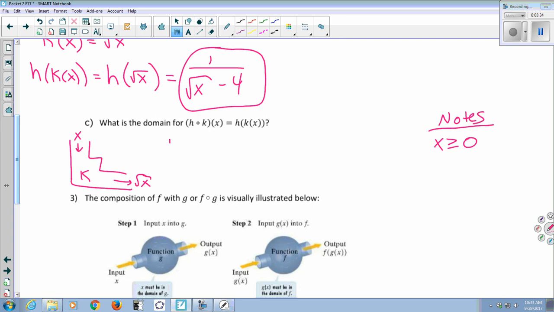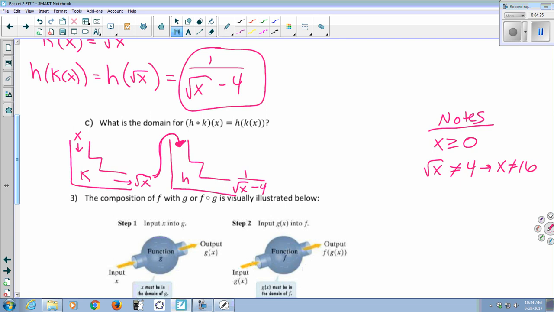Then I have to take the square root of x and feed that into the h machine. And h is 1 over x minus 4, so it's 1 over the square root of x minus 4. So I have to make sure that this denominator is never 0. So I have to make sure that the square root of x is never 4, right? Square root of x can't be 4, or I would break the h machine, right? If I put a 4 into the h machine, it's going to jam. So the square root of x can't be 4, which means that x can't be 16, right?